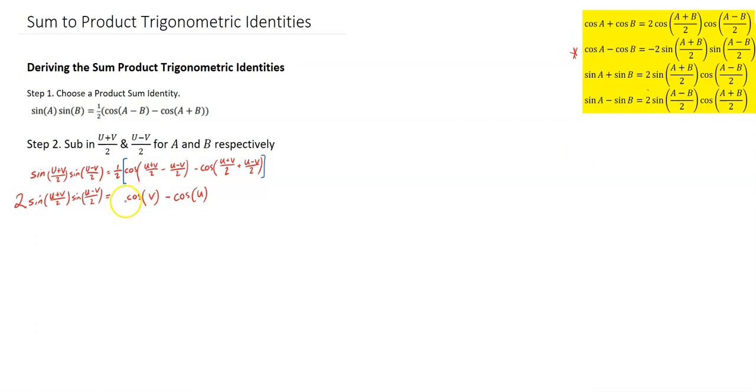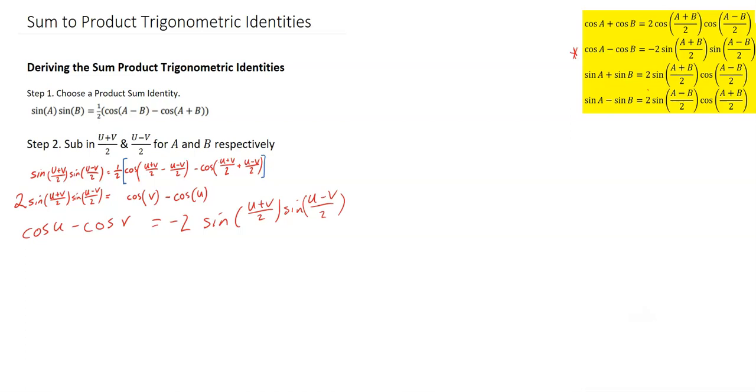moving this to this side, moving that to that side, or adding them to both sides, and then adding that one to this side, or subtracting that one from both sides as well. And it's going to look something more like this now. Just moved everything to the other side, and you can see we have cos u minus cos v, which is cos a minus cos b, and we have negative 2 sine u plus v over 2 sine u minus v over 2, which is exactly this, with u's and v's instead of a's and b's.